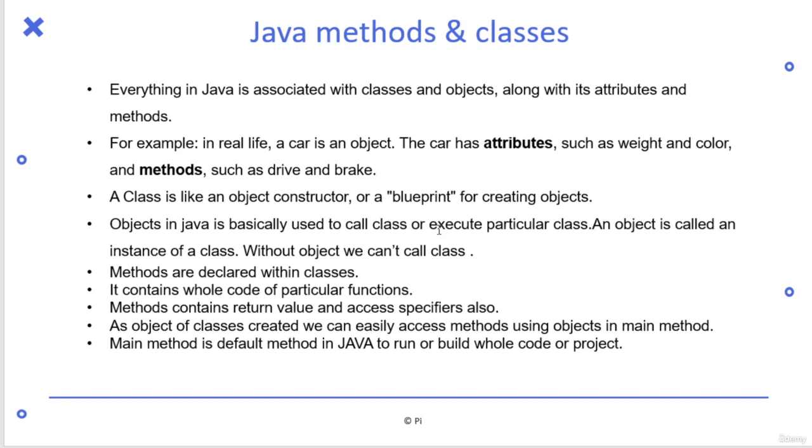Methods are declared within the classes. A method contains the code of particular functions. In classes, you cannot specify all the code. You have to create methods for that purpose and execute that part. So this is all about methods, and methods contain some return values and access specifiers. The basic thing is that a class is a hierarchy, and it consists of methods. For calling the class, you need to create an object, and using that object, you can use those methods.